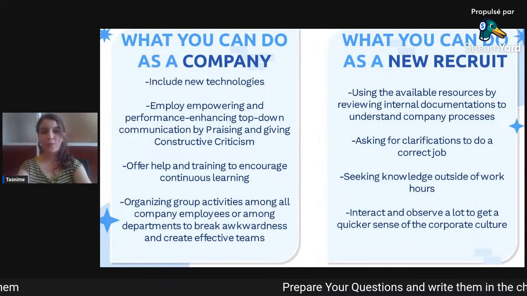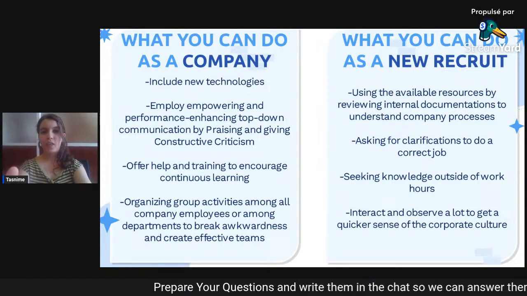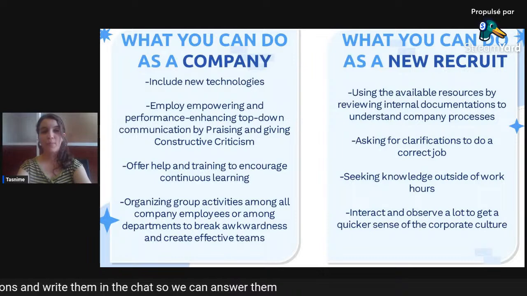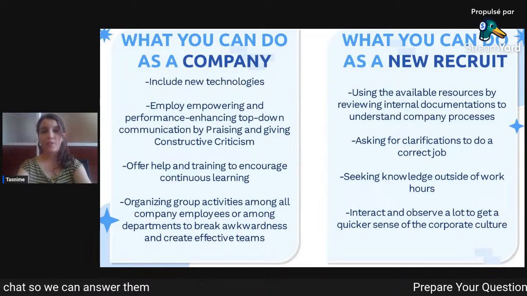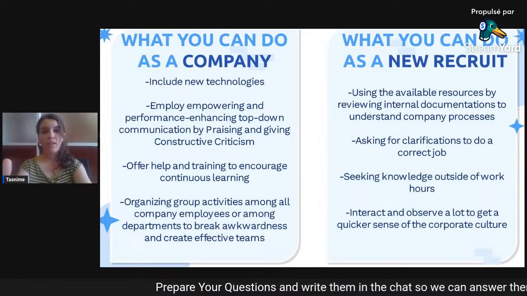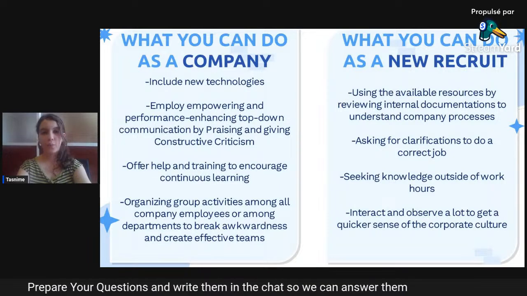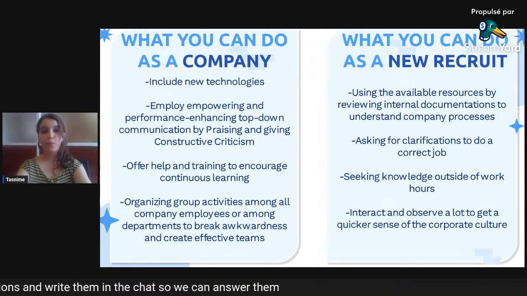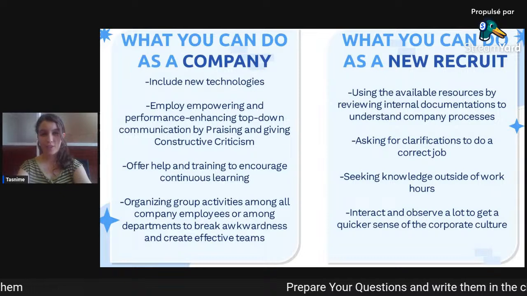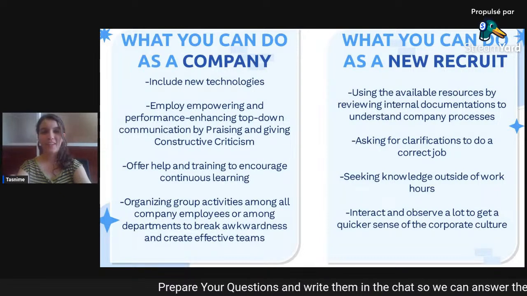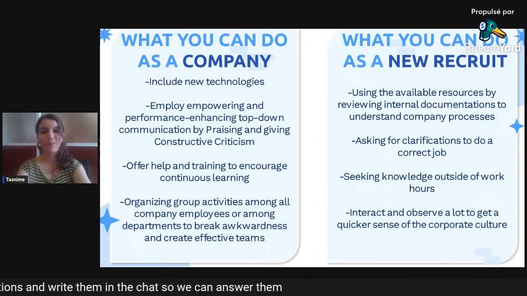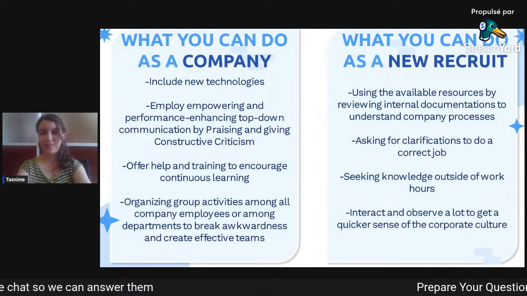For what new recruits can do, which is our focus today, is the use of the available resources. So they need to familiarize themselves with the tools and platforms provided. They also need to review onboarding material and any internal documentation, such as archives, so they can acquire the information needed and the history of the company to better adapt. Also, they need to ask clarifying questions. A lot of new recruits are afraid of asking clarifying questions because they see this as a sort of incompetence. While actually, asking questions can be very, very useful for implementing what needs to be done in the workplace.